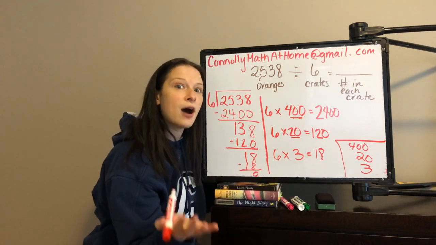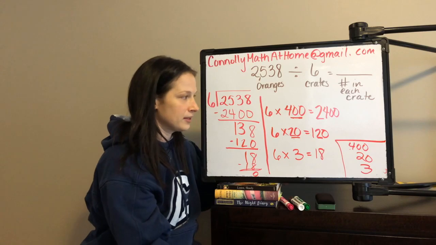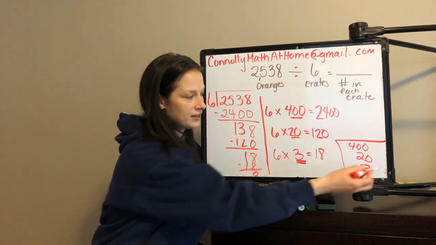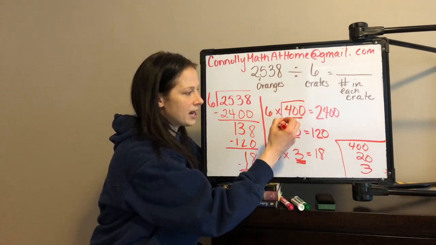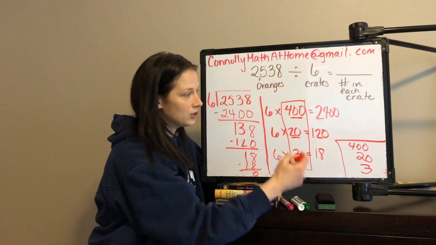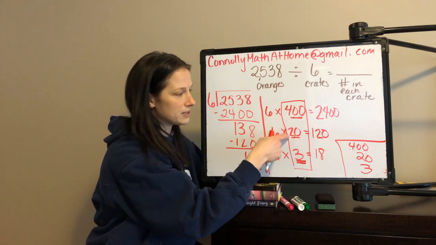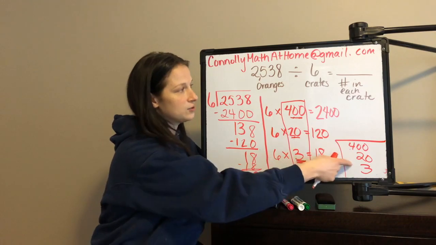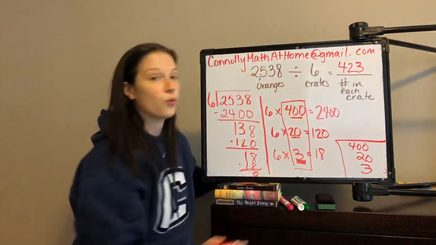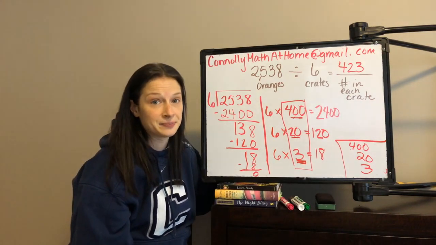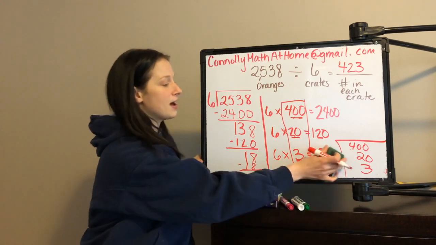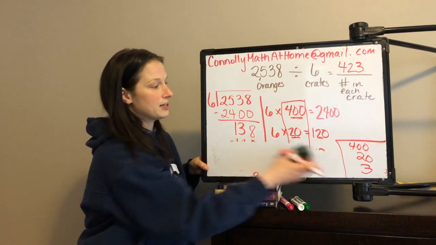Okay, so how many oranges are in each crate? Well, first I put 400, then I put 20, then I put 3. You see it? In your strategy, if you notate it this way, remember there's more than one way, you see 400 plus 20 plus 3, you see it over here. So there is 423 oranges in each crate. Okay? So now I'm going to show you what that would look like on the area model. Okay? I'm going to keep my crate down here.